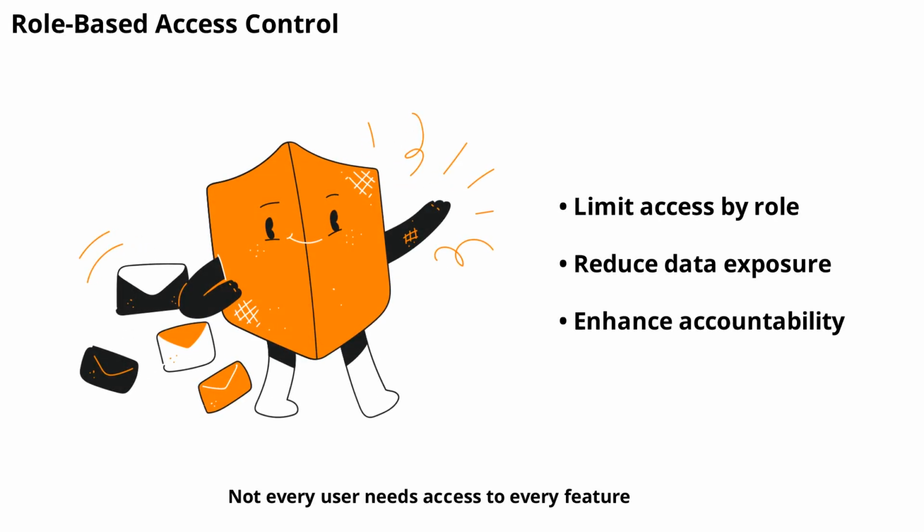Not every user needs access to every feature or piece of data in your customer support software. Role-based access control, or RBAC, allows you to assign permissions based on job roles. For example, agents can view and respond to tickets, while administrators can manage settings. This limits the risk of accidental or malicious data exposure and ensures users only see what they need to do their jobs.